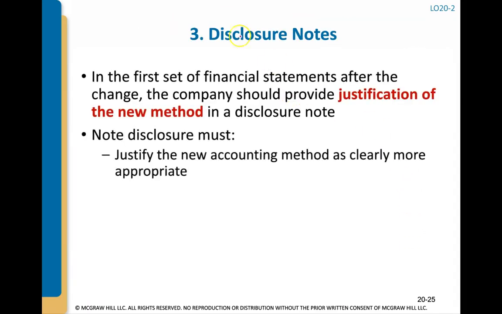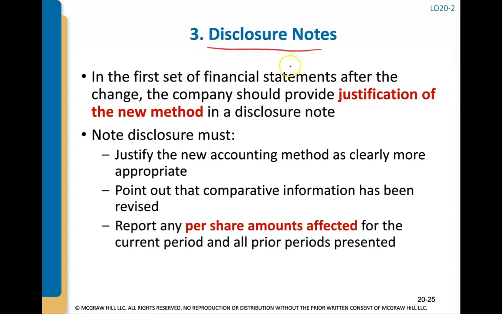Step 3 is you have to report your change in accounting principle in your disclosure notes, and you have to justify why a new method is being used. So you have to justify it. You have to point out the comparative information that has been revised, and if there's any earnings per share amounts that have been affected by the change, you have to report those changes for the current period and all prior periods that were presented on the face of the financial statements.